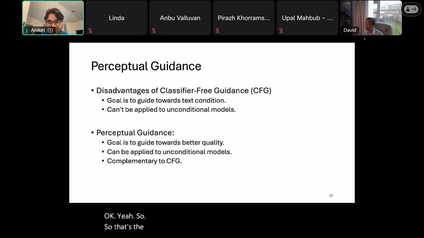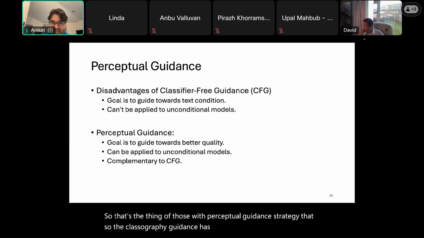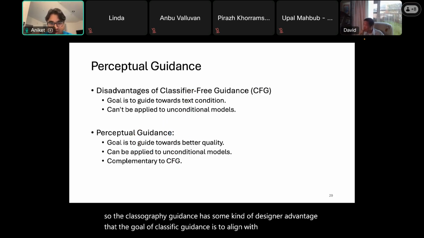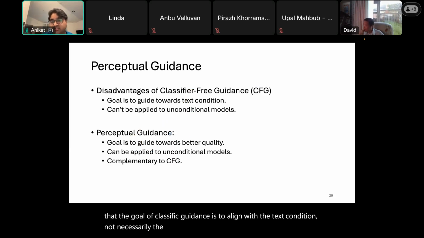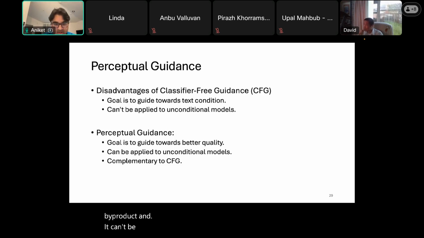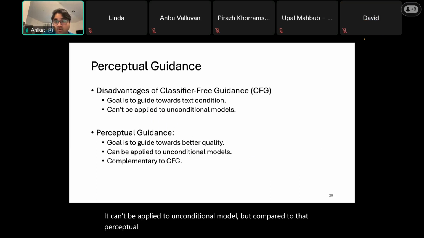So with the perceptual guidance strategy, the classification guidance has some disadvantages: the goal of classification guidance is to align with the text condition, not necessarily the image quality. The image quality improves as a byproduct, and it can't be applied to an unconditional model. Compared to that, with the perceptual guidance strategy our goal is to guide toward better quality, because we are starting with a low quality image and guiding toward a better quality image. It could be applied to any unconditional model as well. Additionally, it is complementary to classification guidance. On top of the classification guidance, we can also add perceptual guidance.